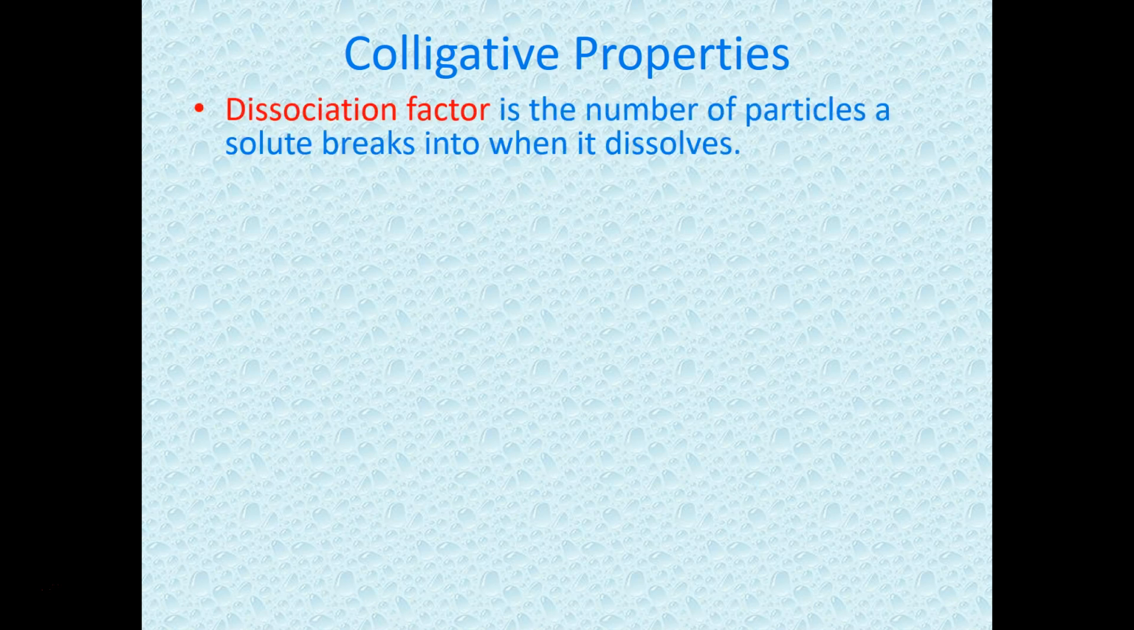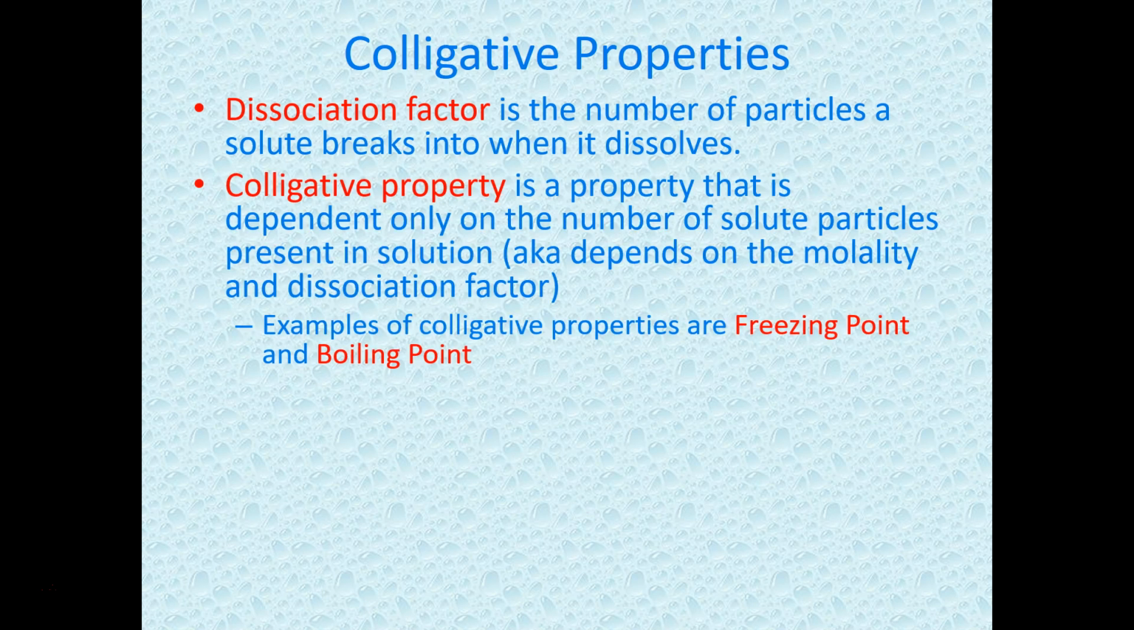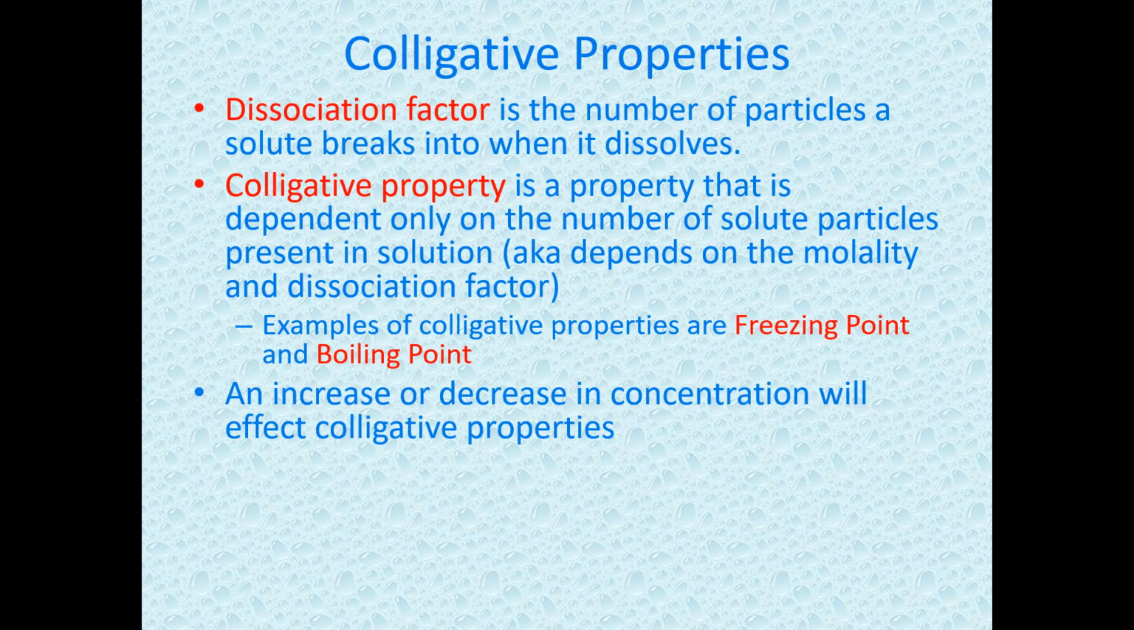So there's one more thing we need to talk about in this video, and that's something called colligative properties. A dissociation factor is the number of particles a solute breaks down into when it dissolves. A colligative property is a property that is dependent only on the number of solute particles present in a solution. So basically, it depends on the molality and the dissociation factor. Examples of colligative properties are the freezing point and boiling point of something, two things you're very familiar with. An increase or a decrease in concentration will affect colligative properties.